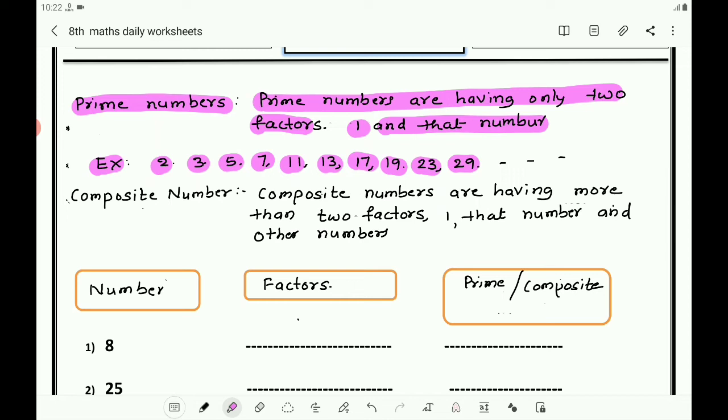You take any number here. If you take 23, what are the factors of 23? Only 1 and 23. What are the factors of 29? Only 1 and 29. They are having only two factors.